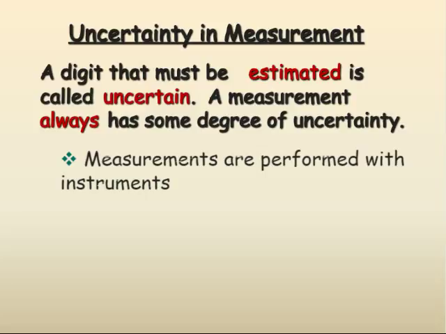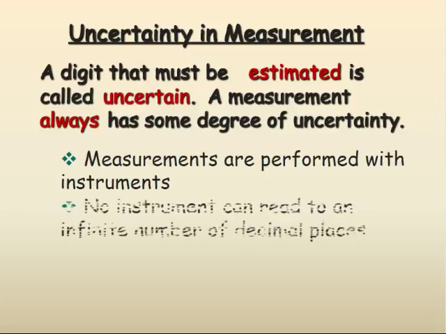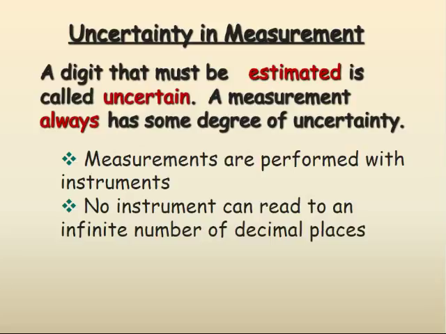A measurement always has some degree of uncertainty because measurements are performed with instruments, and no instrument can read an infinite number of decimal places. So at some point, that next digit is going to be estimated, is going to be uncertain. So there always is some amount of uncertainty in measurement.